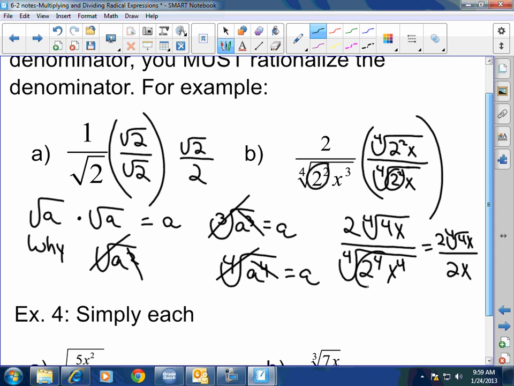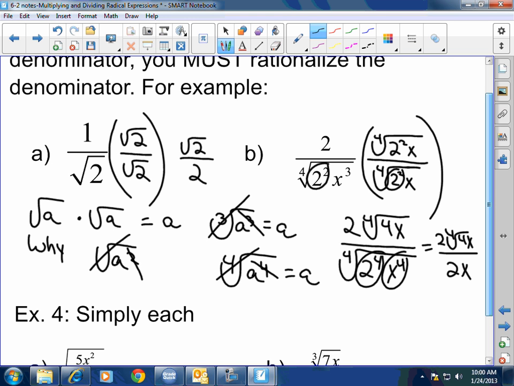Because I have 4 2's, which I need to pull 1 out, and I have 4 x's, which I need to pull 1 out. That is called rationalizing. We're going to do some more, so don't stress, and we still got time. But so far, does that make sense? You got to multiply that denominator by however many values or variables you need to be able to pull out one of that value from the radical.